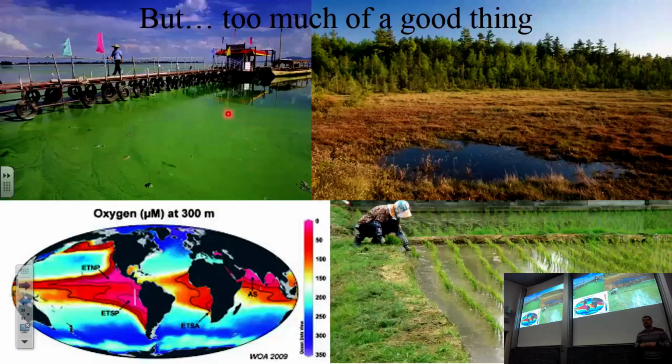regions as well, where we have a very localized source of nutrients causing a process called eutrophication, which basically means many nutrients, and this basically removes the oxygen from the water.